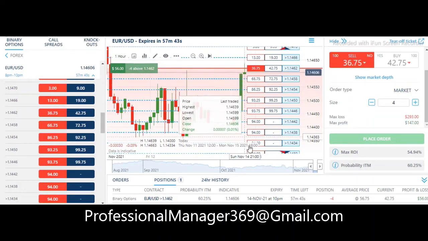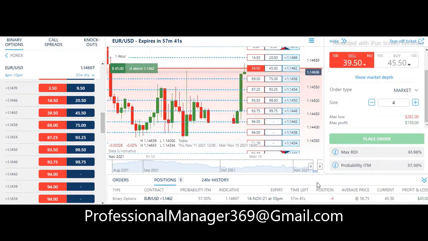This is a $2,000 account. So here I have taken risk of $43 on each contract. That means nearly $173 I have invested. If I win, I will get $400 at expiration. Each contract settles at $100, so four contracts settle at $400. So here my net profit will be nearly $230.